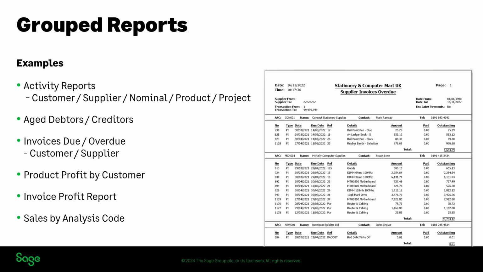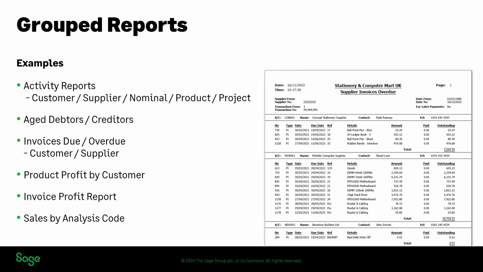Now, one little tip when you're running reports is that if you find a report and it's named something like something by something, so for example, product profit by customer or sales by analysis code, it generally indicates that there's at least one group added in the design of that report.